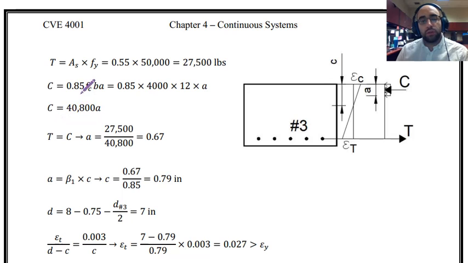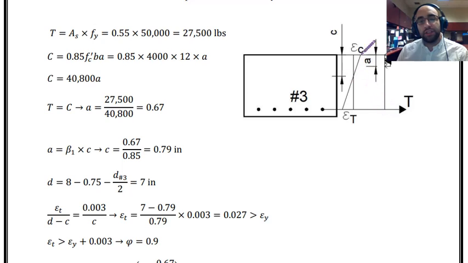This tension force is equal to the compression force at the top. The compression force is equal to 0.85 f prime c. That is the intensity of the stress multiplied by b, which is 12 inches, and then multiplied by a, which is the depth of the compression block. a is the parameter that I don't know. So considering the equilibrium between these two forces, I can find a as 0.67 inches. Right? So I know a. Now I can look at the strain distribution and find c, or depth of neutral axis.